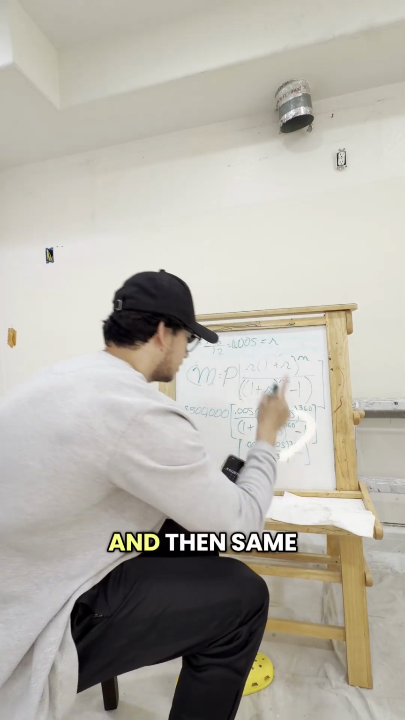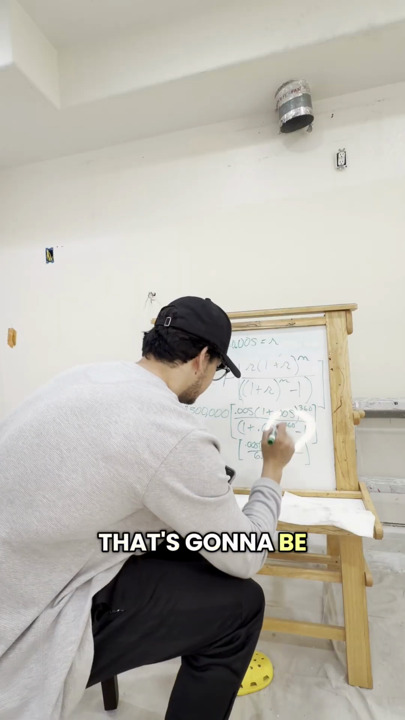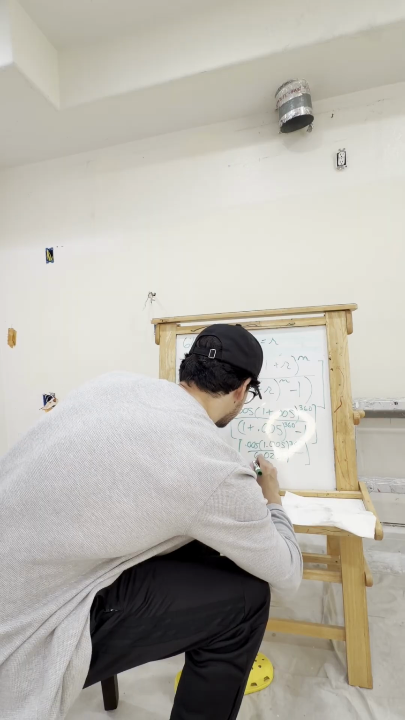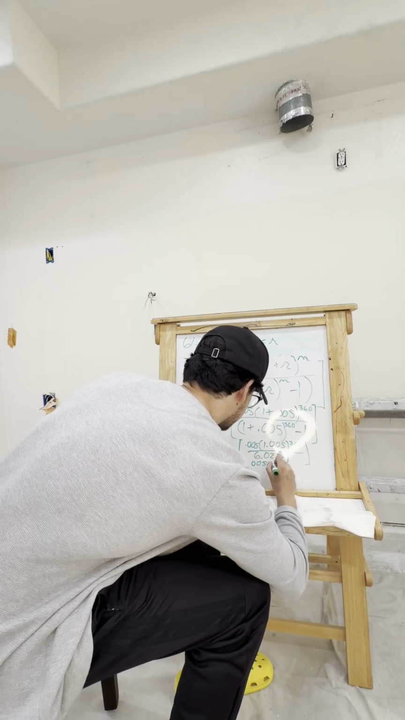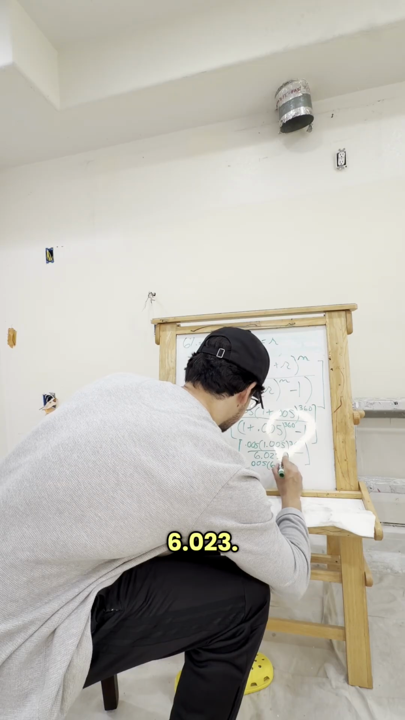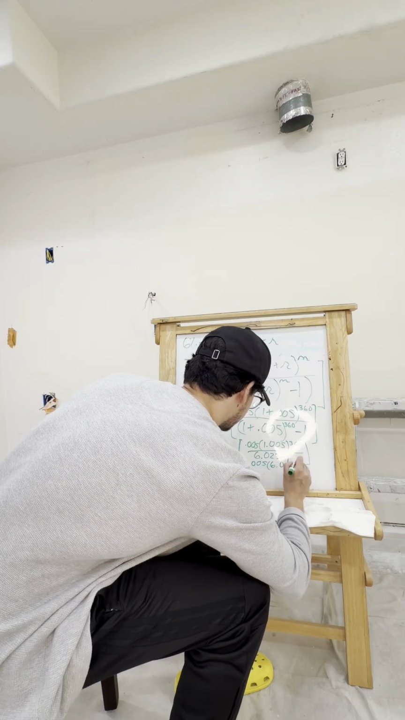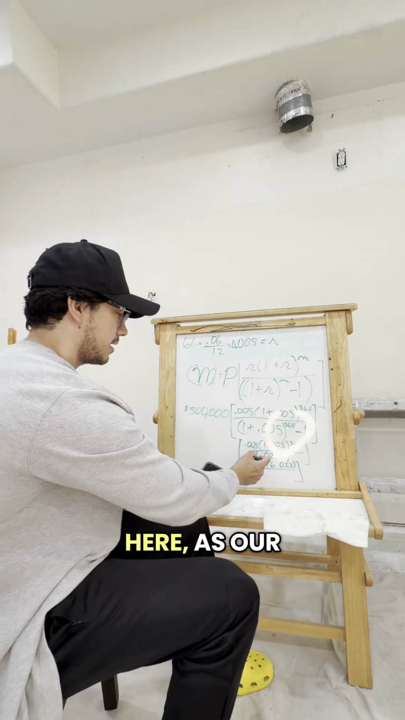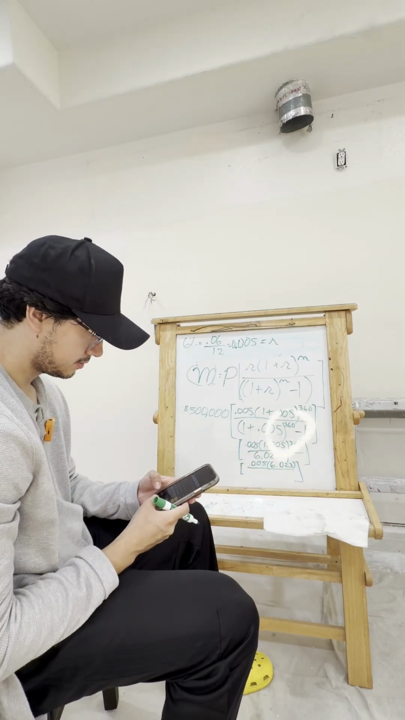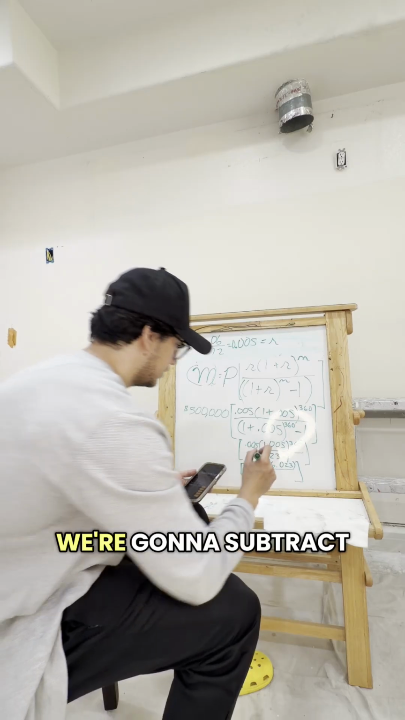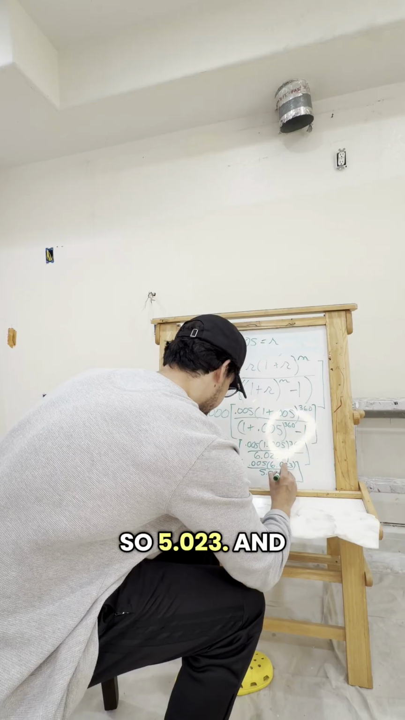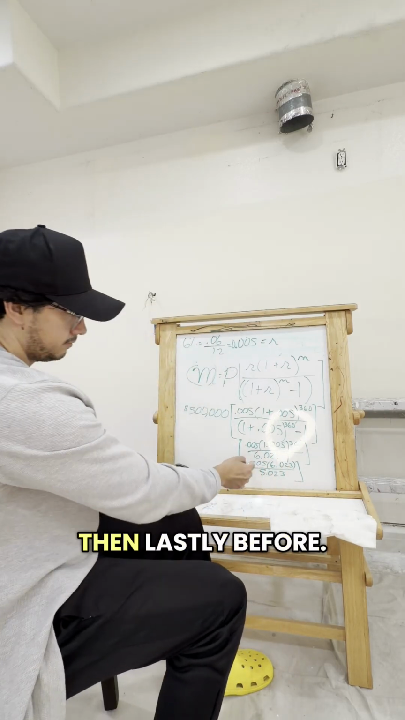And then same thing here. We already know that that's going to be 6.023. And then right here as our denominator, we're going to subtract the 1. So 5.023.